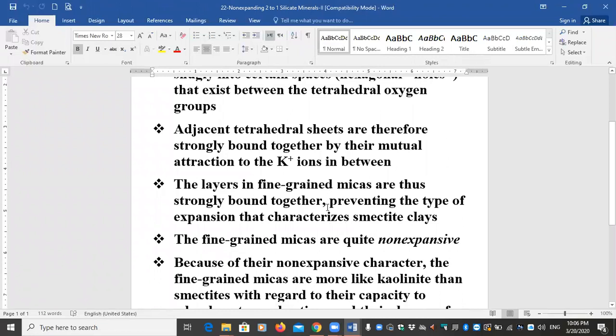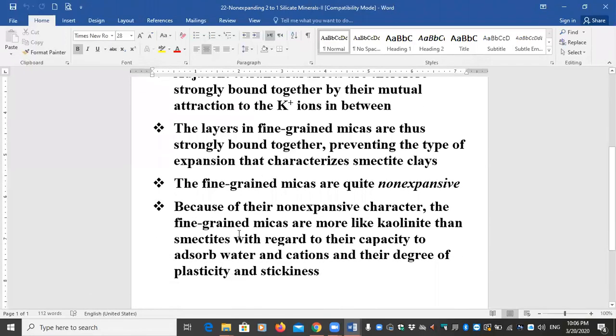So they are very non-expansive. The fine-grained micas are quite, that means very, non-expansive minerals. Because of their non-expansive character, the fine-grained micas are more like kaolinite than smectites. That means if we compare them, the characteristics are closer to kaolinite, which is a 1 to 1 non-expanding mineral, than to their possible relatives, the smectites, the 2 to 1 type, with regard to what? To their capacity to absorb water and cations, and to their degree of plasticity and stickiness.